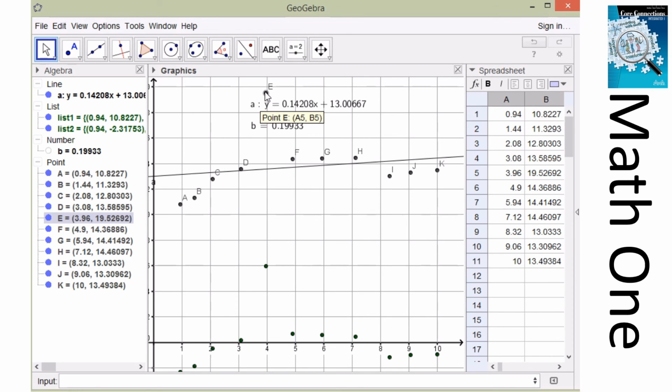So that's just the vocabulary and the ideas associated with scatter plots and some data analysis that we've done in Math 1.